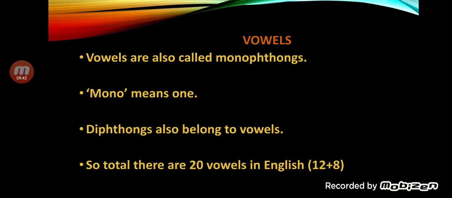But here, though we consider that there are only 12 vowels, diphthongs are also included in the category of vowels. So don't get confused. Basically there are 12 vowels, 8 diphthongs and 24 consonants, but these 12 vowels and 8 diphthongs are also considered under a broader heading, also called vowels. So you can say there are 20 vowels, which is 12 vowels plus 8 diphthongs. Clear?